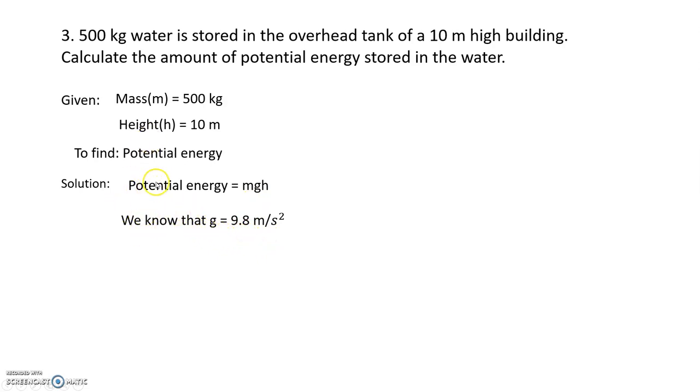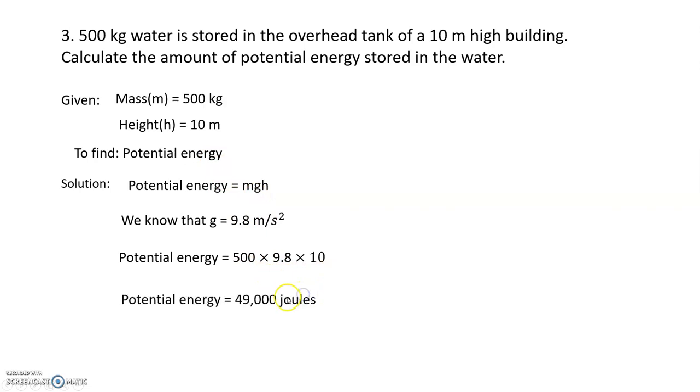Now let's substitute the values. So potential energy is equal to 500 into 9.8 into 10. When you multiply it, you will get 49,000 joules. Therefore, the amount of potential energy stored in the water is equal to 49,000 joules.